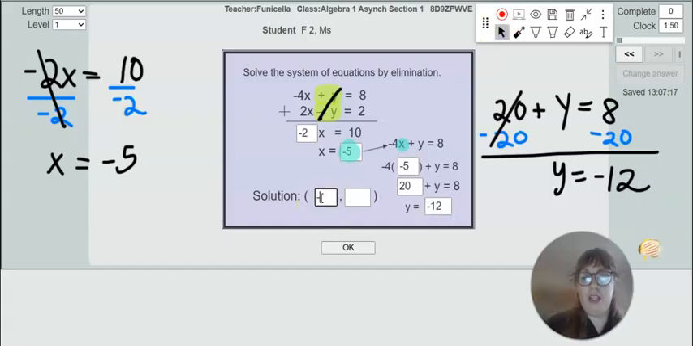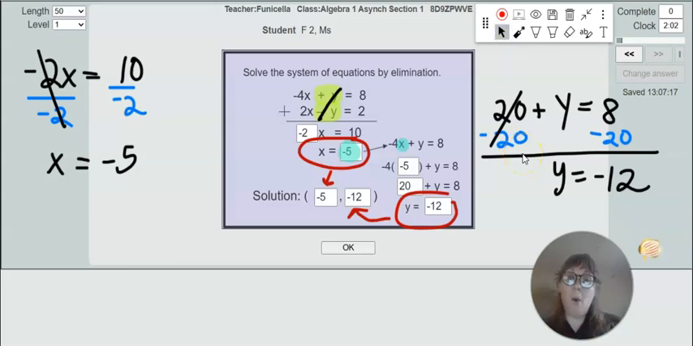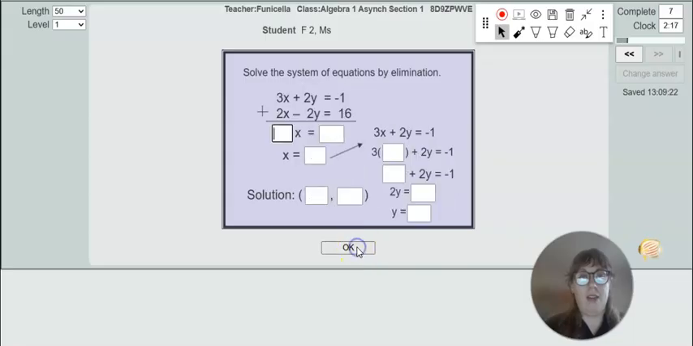So our solution is negative 5 comma negative 12. And of course, we just got this from here's our x, here's our y, and we plug them in to make our solution. That is the point where these two lines are going to intersect. Once you have everything that you need here, push ahead to the next slide by hitting OK. So I'm going to clear my board and hit OK.